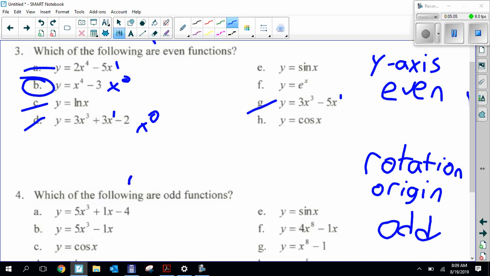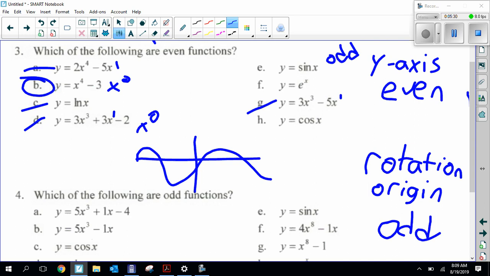Sine of x kind of looks like that. Passes through 0, 0. Whoops, I drew that backwards though. Passes through 0, 0, kind of like that. If you rotate that, that works out. So that means sine is odd. That has rotational symmetry, not even. E to the x, like a ramp. There's no symmetry on that, so that's neither.